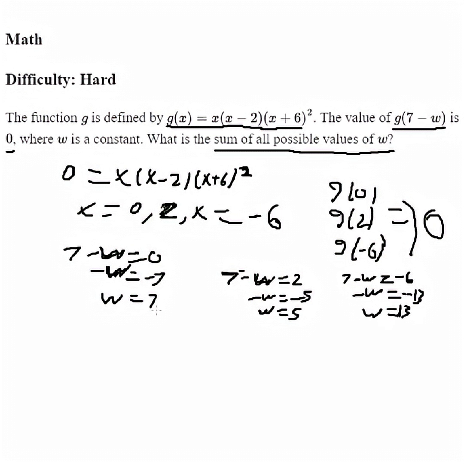And then if we add up 7 plus 5 plus 13, we're going to get the sum of all possible values of w equal to 25, as the final correct answer to this question.